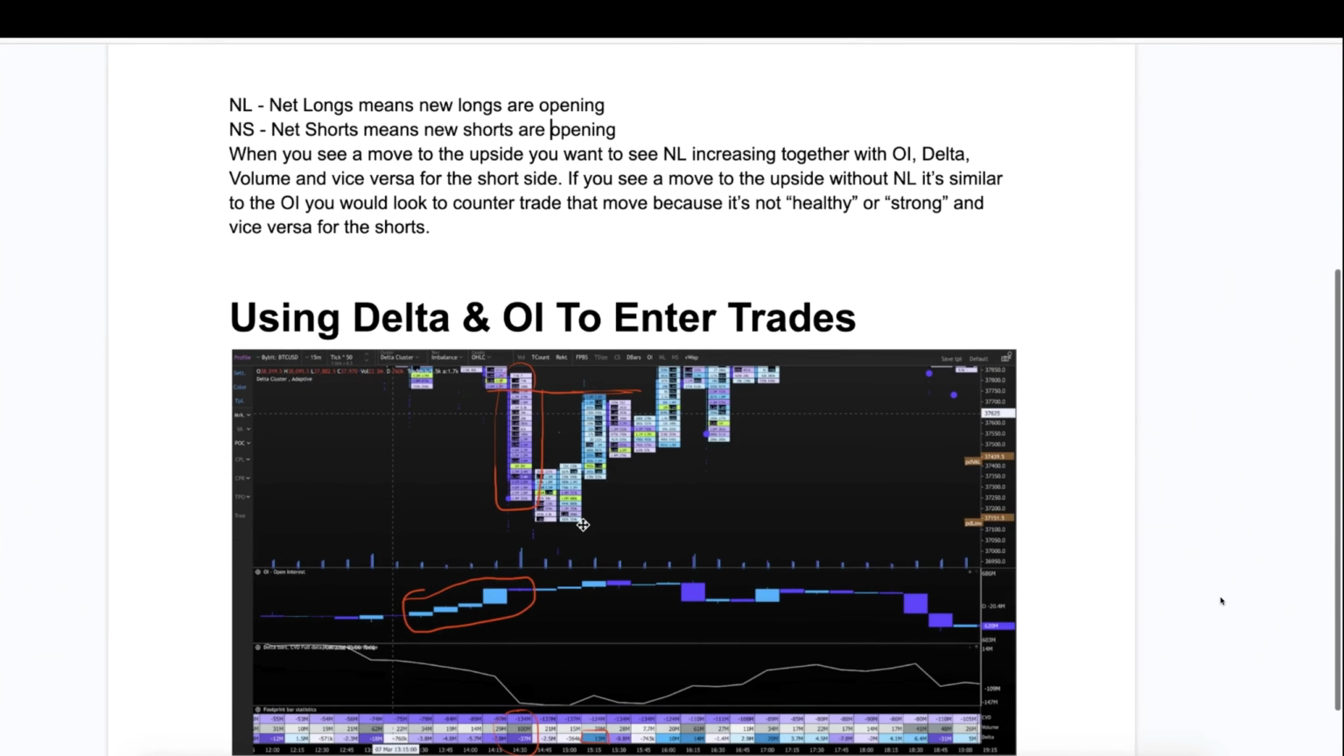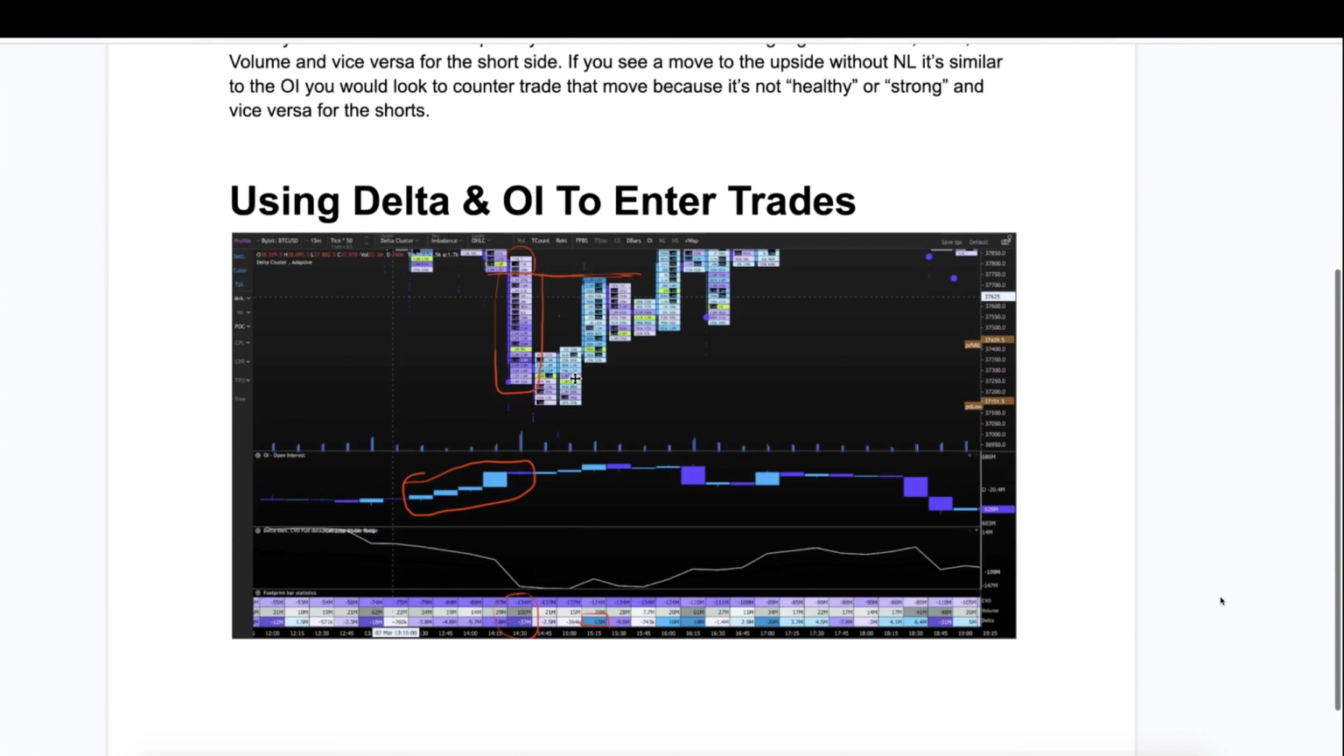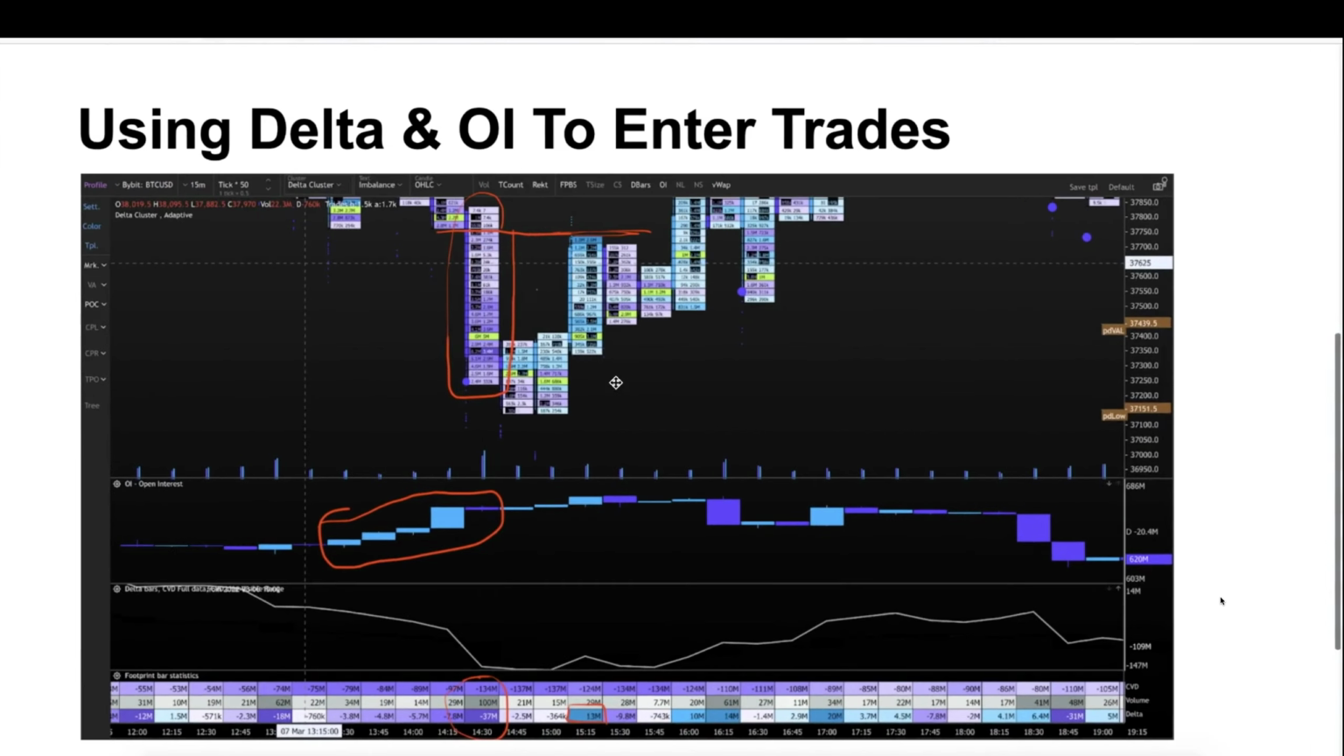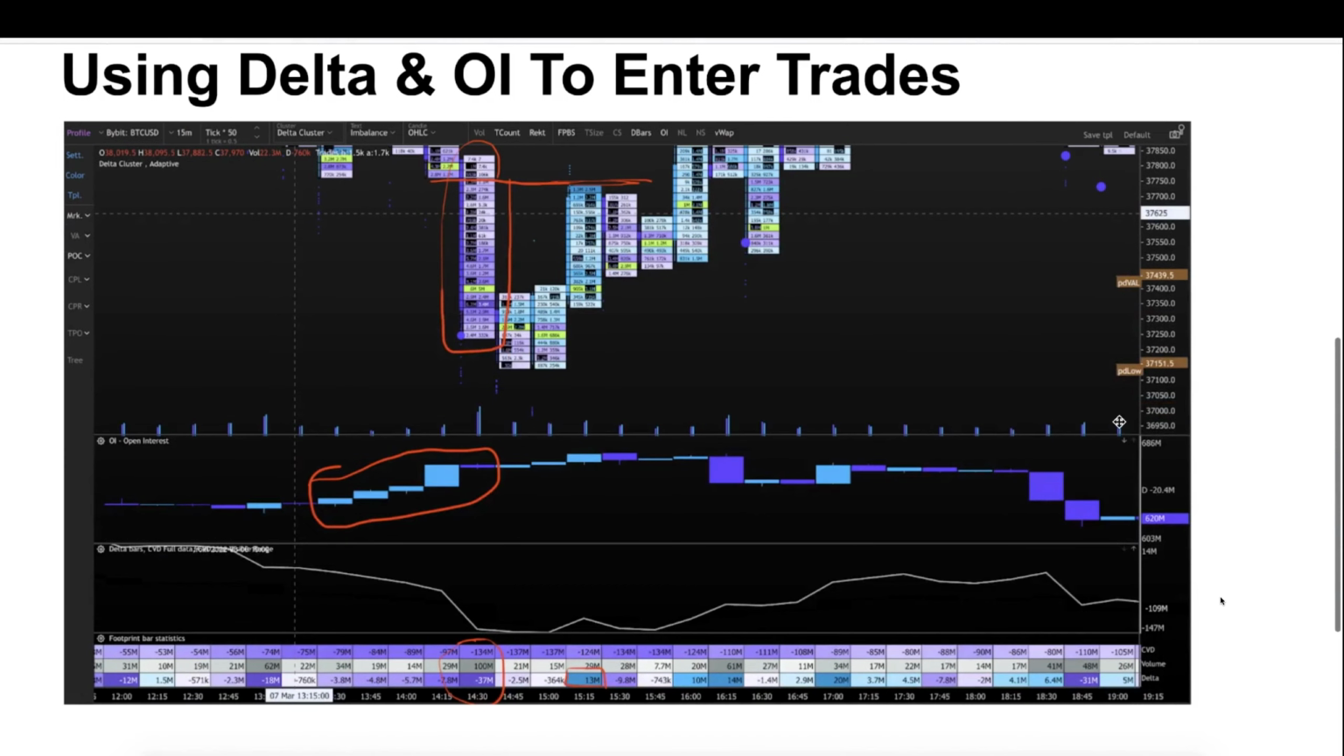This is a long trade that I took recently. In fact, this was the one that we took yesterday on the VIP live stream. This is how we are going to be able to identify traders who are trapped in a position so that we can trade in the opposite direction, okay?